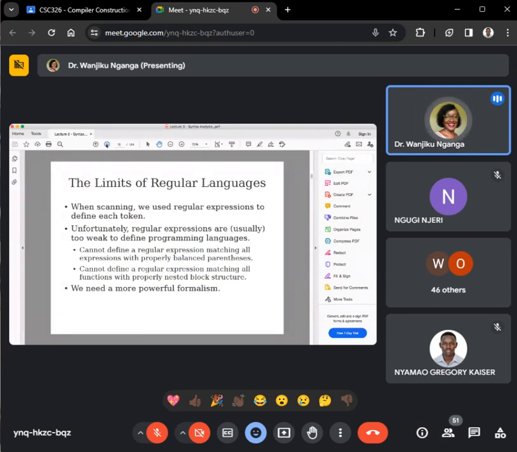For example, if we're trying to confirm that parentheses are matching, that for every left parenthesis there's a matching right parenthesis, you can't do that using regular expressions. And even if you're trying to check nested block structures, you cannot do that with regular expressions, because that is more than a regular language. So these are context-free languages. That's why we said we needed a more powerful formalism to represent the class of languages that are not regular. And this is why we introduced CFGs. I hope you all remember that.